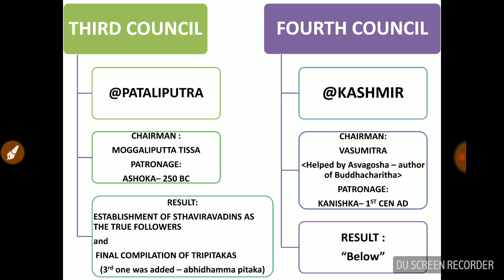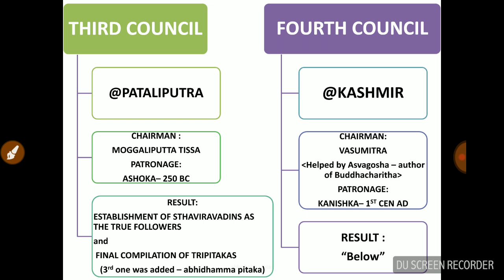Then comes the third council, the next important one. It happened in Pataliputra. The chairman was Mogaliputta Tissa, and the patron was Ashoka, 250 BC. What is the result of the third council? The result was the establishment of the Sthaviravadins as true followers, and the final compilation of the Tripitakas. At this council we added the third one, the Abhidhamma Pitaka, here at the Pataliputra third council. Don't forget the point.